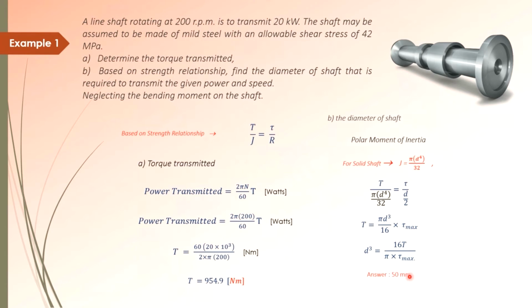So the answer should be 50 millimeter when you solve this equation and find out the diameter. The cube here, when you bring it over to the right hand side, should be cube root there, please. So the diameter would be 50 millimeter. So this is the first example. It looks simple if you remember what you have studied in the previous course. Okay, thanks for now, and see you in the next slide or video.